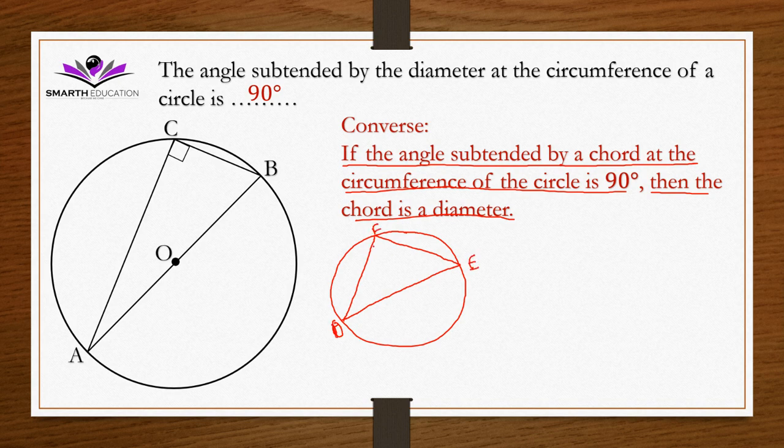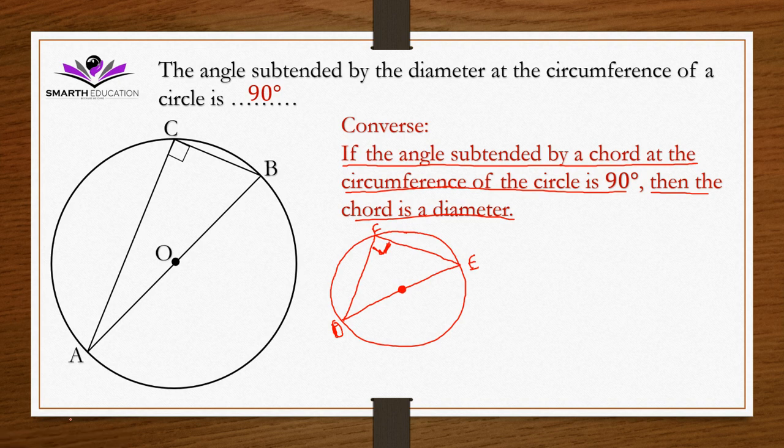Now, if it happens that this angle F is 90 degrees, then what does that mean? It means DE is what? Is diameter. If the angle F there is 90 degrees, then DE is diameter. It means this chord passes through the center. You see that? That's what that means. That's the converse theorem, okay?